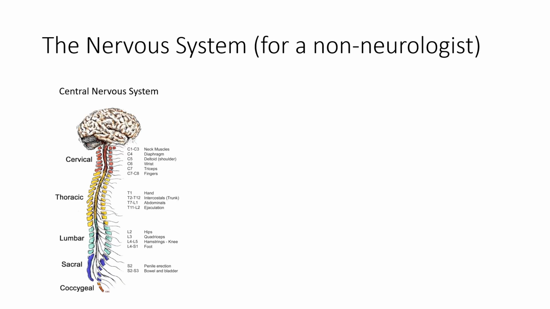So when we think about the nervous system from a non-neurologist perspective, we can really break it down into two large parts. The first is the central nervous system. The central nervous system is constituted by the brain, which includes the lobes or the hemispheres, the deep gray structures like the basal ganglia and the thalamus, the brainstem and the cerebellum, as well as the spinal cord.